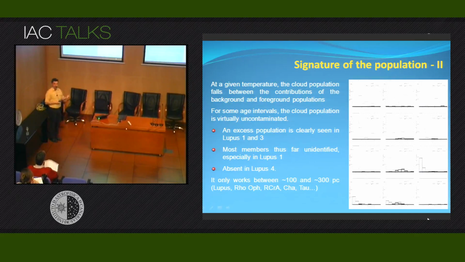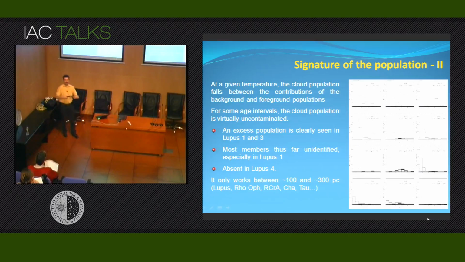But we are fortunate because not only Lupus, but also Rho Ophiuchi and Corona Australis, the Chamaeleon clouds, the Taurus clouds, fall in that region. So we can apply this method to any of these star-forming regions, and it should work. It certainly does work for Lupus.